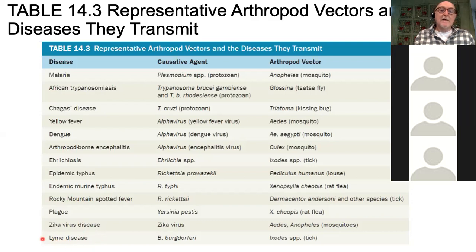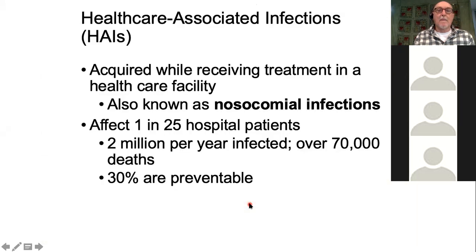Lyme disease varies a tremendous amount. Most people just have an acute episode and then they recover, and there's no more problems. But in some people, it sets up a chronic disease process. Often that disease process involves neurological symptoms as well as arthritic symptoms, joint symptoms, and things like that. Transmitted again by a tick. So there's a variety for you of the different kinds of vectors and their diseases.